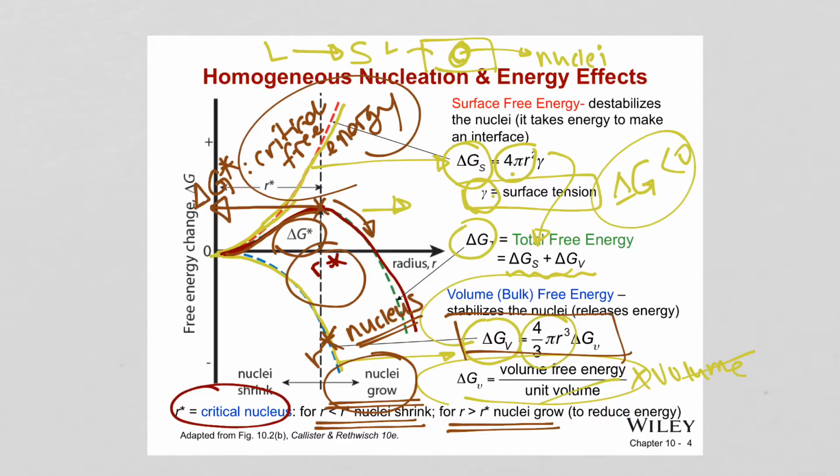Alright, now let me add a page here. Let's now derive equations for R star and delta G star, the activation energy and critical radius. Let me get a good pen color. So now we learned that delta G is equal to the sum of the free energy changes related to the surface and the volume free energies.